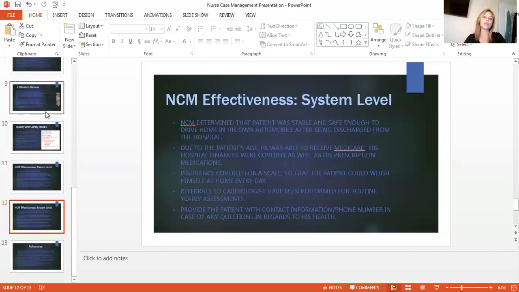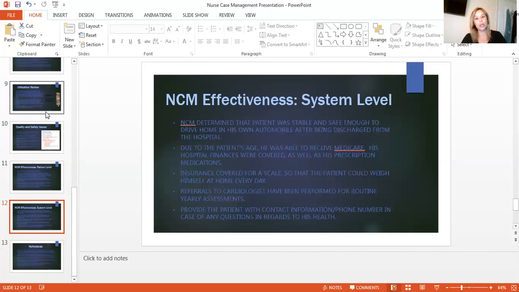So NCM effectiveness at a system level. NCM determined that the patient was stable and safe enough to drive home in his own automobile after being discharged from the hospital. He did not need any other means of transportation besides his own car, like a taxi or an ambulance, because he was stable enough to go home. Due to the patient's age, he was able to receive Medicare, and his hospital finances were covered along with his prescription medications. Also, they covered a scale so the patient could weigh himself at home every day.